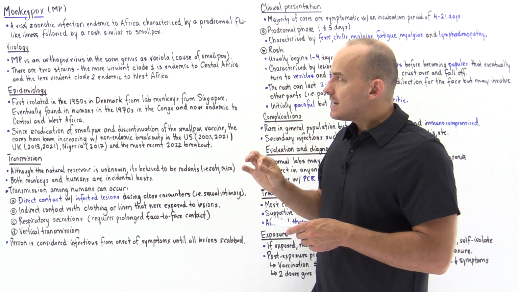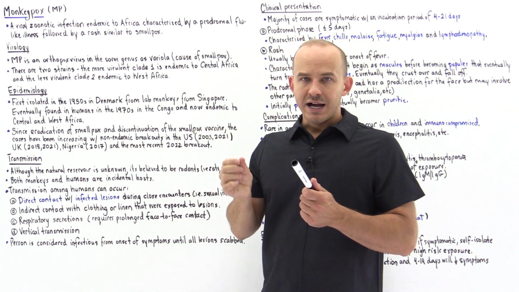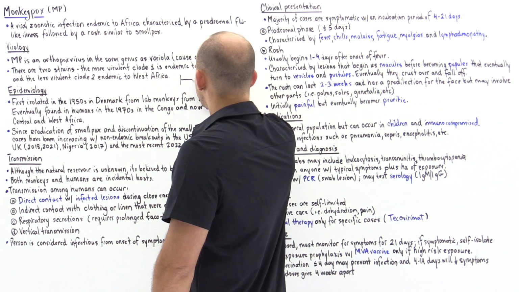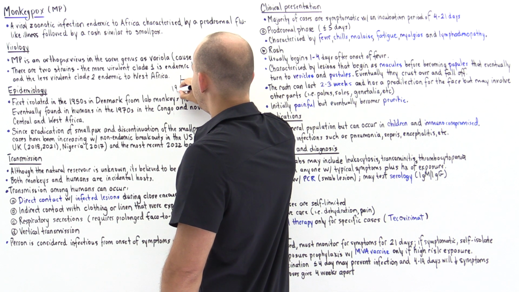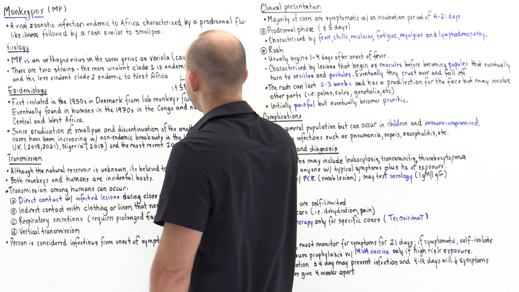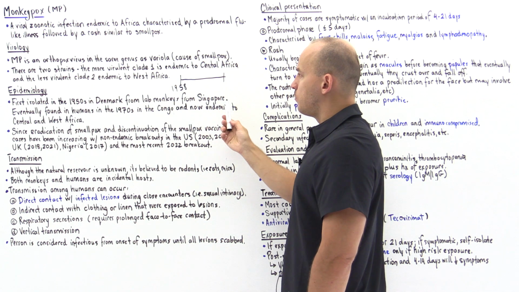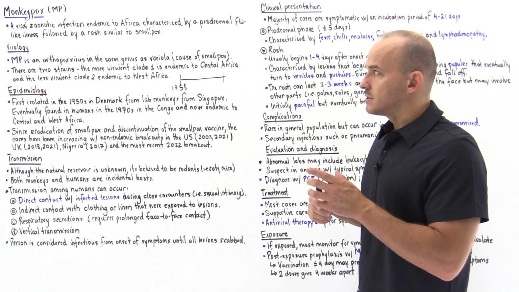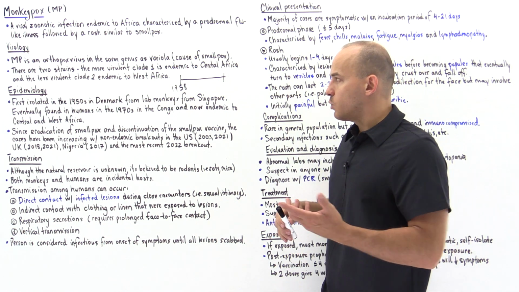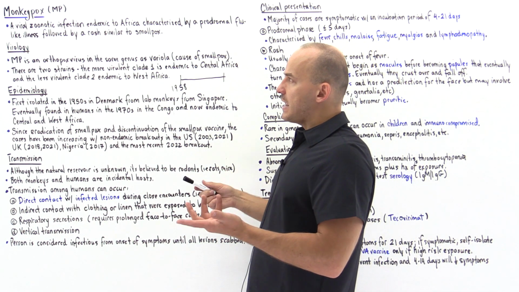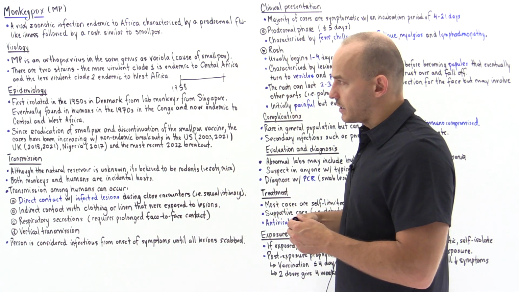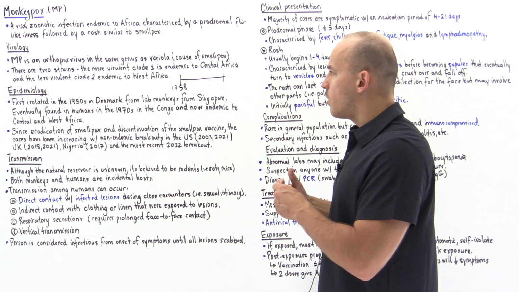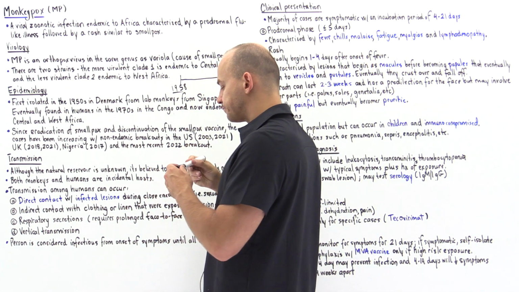Now, the first case of monkeypox was actually isolated from monkeys, and that's why we call it monkeypox. So, this was isolated in 1958. In 1958, a bunch of monkeys were sent from Singapore to Denmark. And the purpose of those monkeys was to use the monkeys to study the polio virus, the polio infection. But those monkeys became sick, and when we tested those monkeys, that's when we isolated and identified the monkeypox virus. So that's why we call it monkeypox.